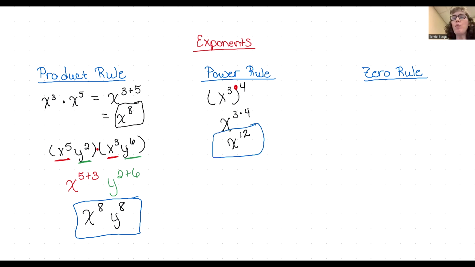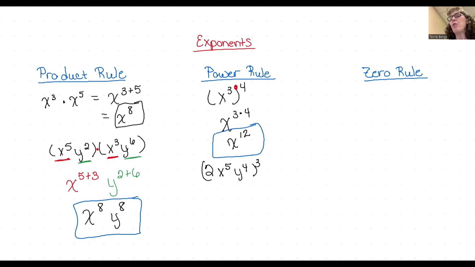Okay, let's look at one more kind of like it. We're going to have (2x^5y^4) to the 3rd power. As we're looking at this, it looks a little different because we have multiple things inside our parentheses, and we have that little 3 outside the parenthesis.